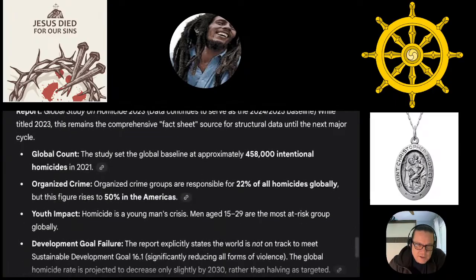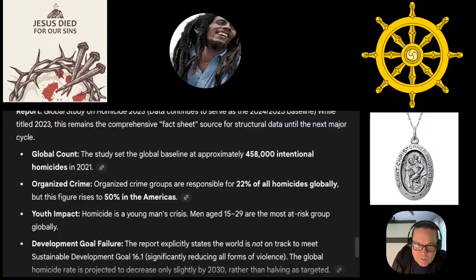That's what that means. So the global count says that the study set the global baseline at approximately 458,000 intentional homicides in 2021. Now that's the global count in the year 2021. 458,000 people were intentionally murdered. That's a very high number. I mean, that's a staggering number.